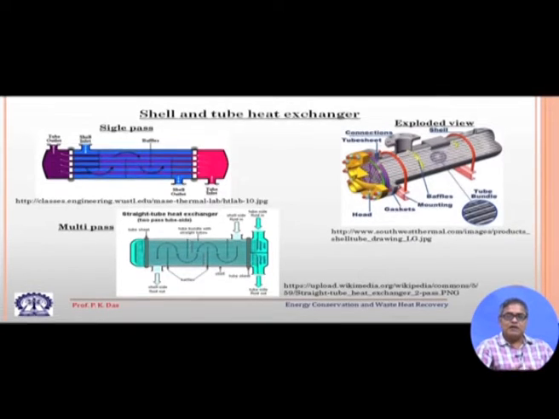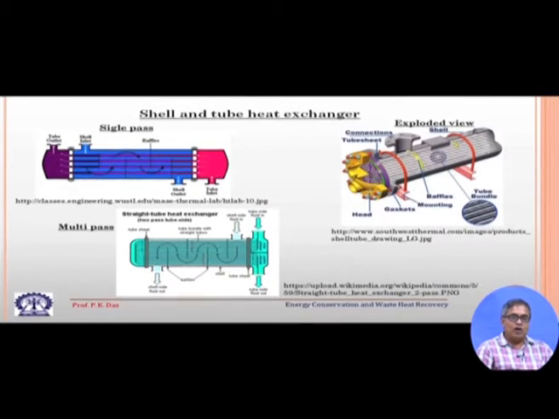Let me tell you, shell and tube heat exchangers are most extensively used. They have diverse applications starting from power industries, refrigeration, air conditioning, process plants, and petrochemical plants. So, they have got diverse applications, and their design has been standardized over the years.